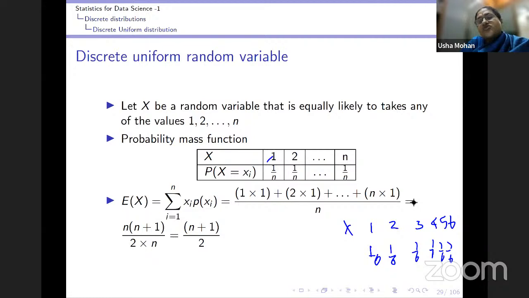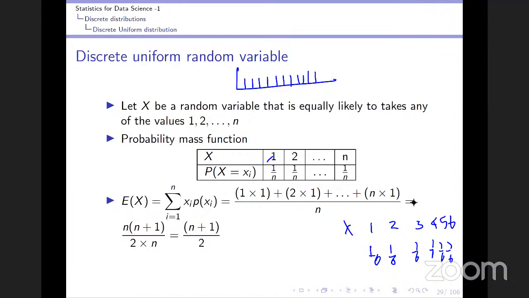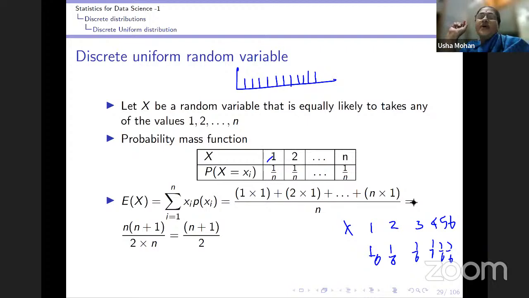Given any n, the chance of me picking up any chit is going to be 1 by the number of chits. Now the probability mass function for such an experiment or random variable would be this way. You can see that the heights of all the bars are the same. This is what we refer to as a discrete uniform random variable.